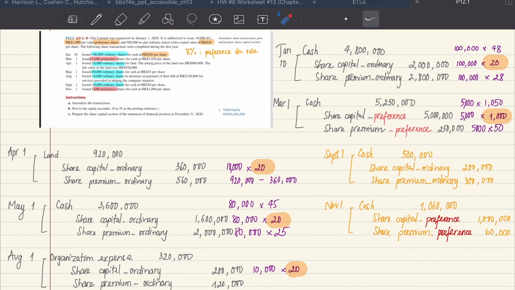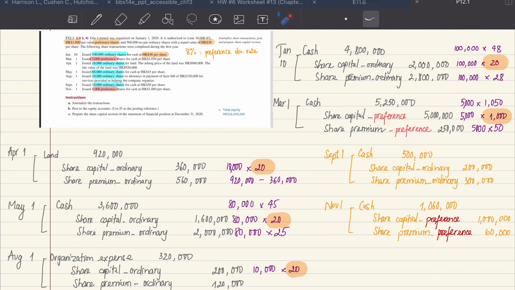And the second one is the share capital ordinary. It means the original price that we issue from those 100,000 shares. So that would be equal to 100,000 times 20. So here we got 2 million. And you can see that 2,000,000 and 4,800,000 have a gap between them. So the gap that we call is share premium ordinary, which would be equal to 100,000 times 28.